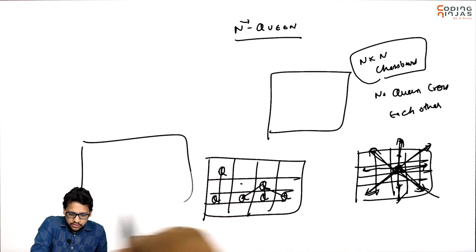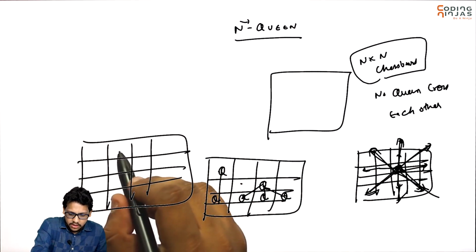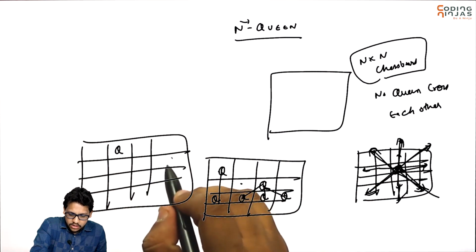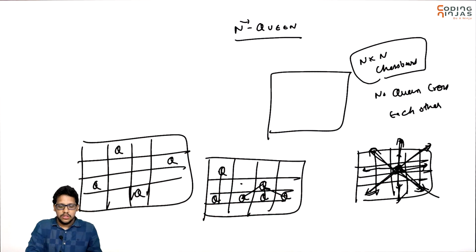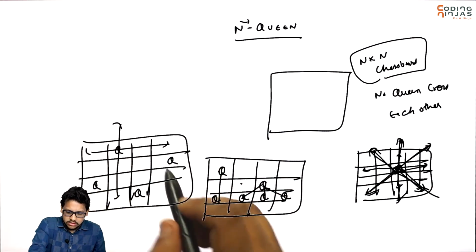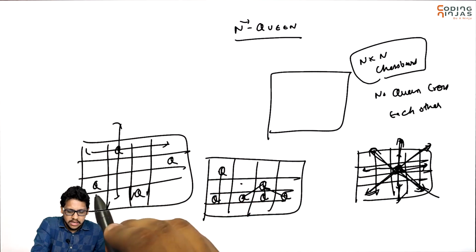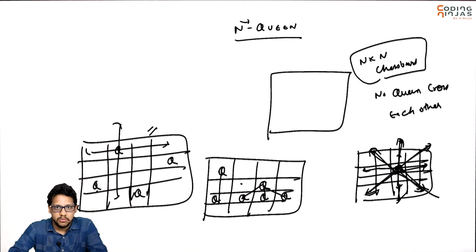So if you need to place 4 queens on a 4 cross 4 chessboard, one way can be to put Q here, Q here, Q here and Q here. This is one way, because none of them cuts any other. No queen is present in any of these paths, so this is a perfect way to place 4 queens on a 4 cross 4 chessboard.